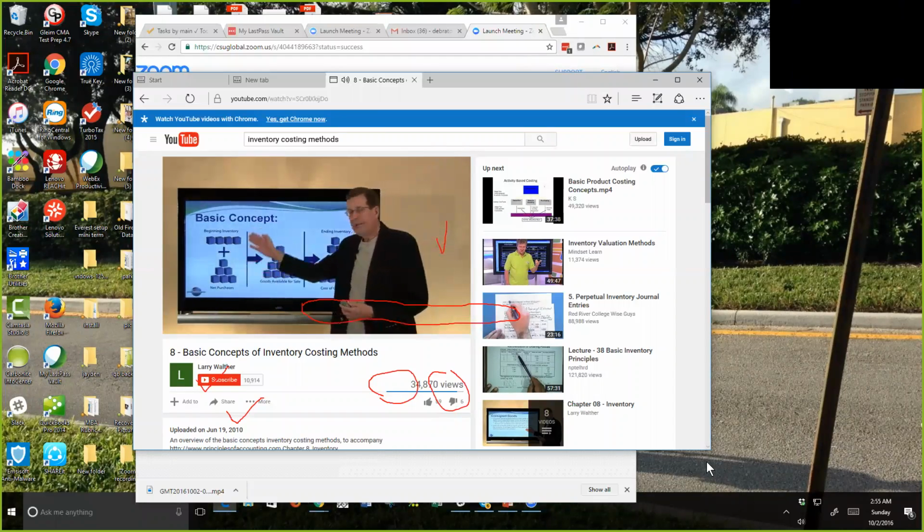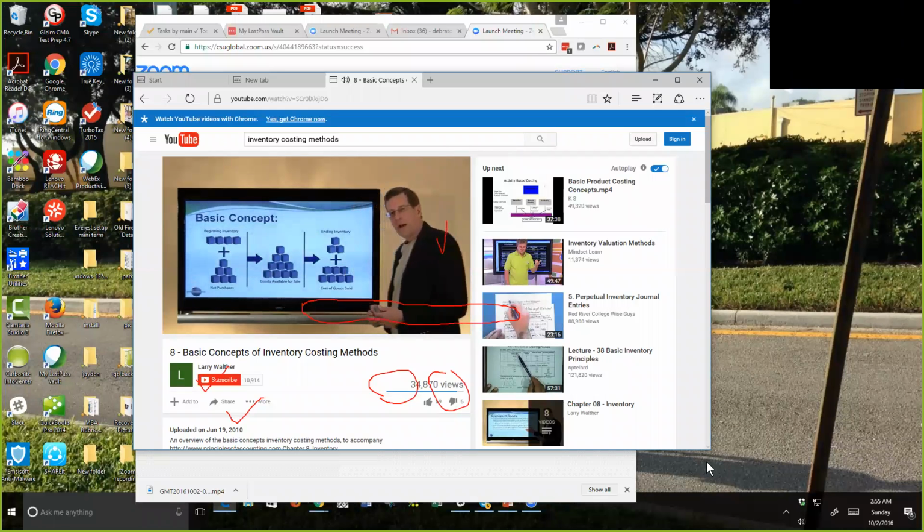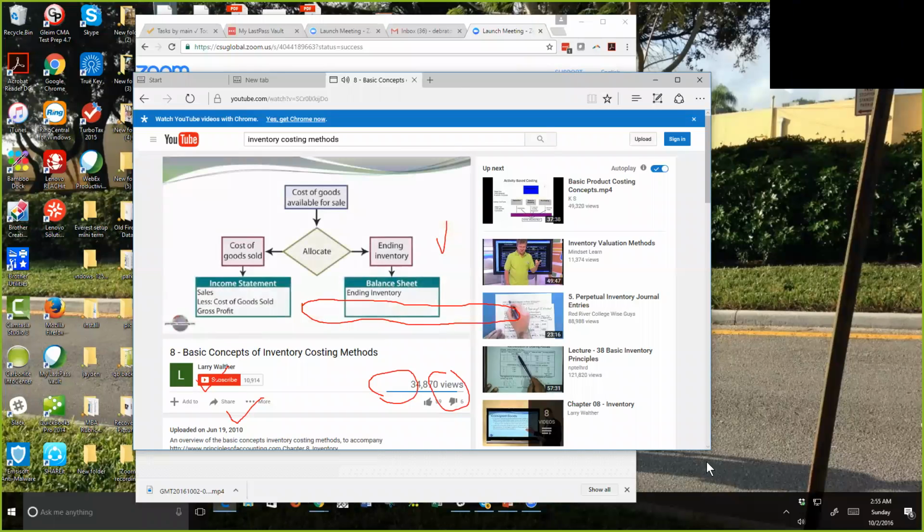The aggregation of the beginning inventory and purchases gives us the goods available for sale. Our challenge is then to take that total amount assigned to goods available for sale and decide how much is included in ending inventory for the balance sheet and how much should be reported as cost of goods sold on the income statement. It's really an allocation problem. The cost of goods available for sale must be allocated either to cost of goods sold or to ending inventory.